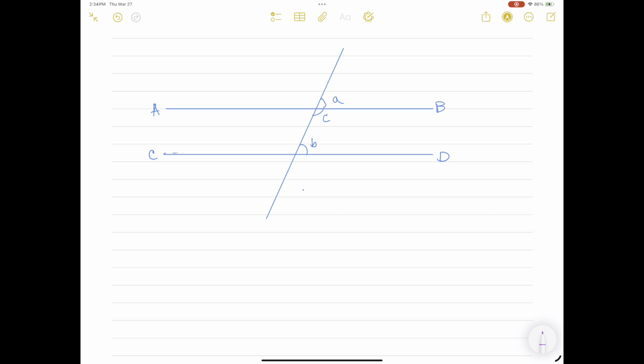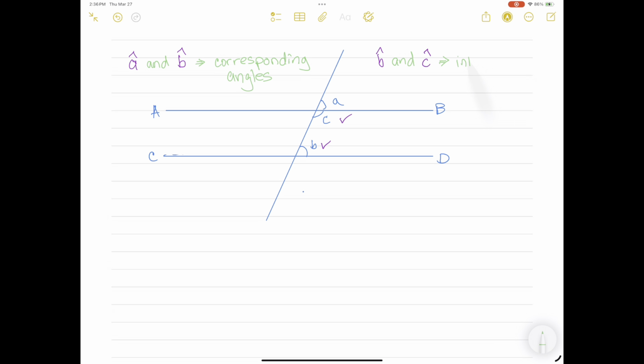So in this figure I've drawn, angle A and angle B are called corresponding angles. Angle B and angle C are called interior angles on the same side of the transversal. Now we are asked to consider whether the following statements are true. If AB is parallel to CD, and those short slanted lines are the symbol for parallel lines, then angle A equals angle B. Is that true?